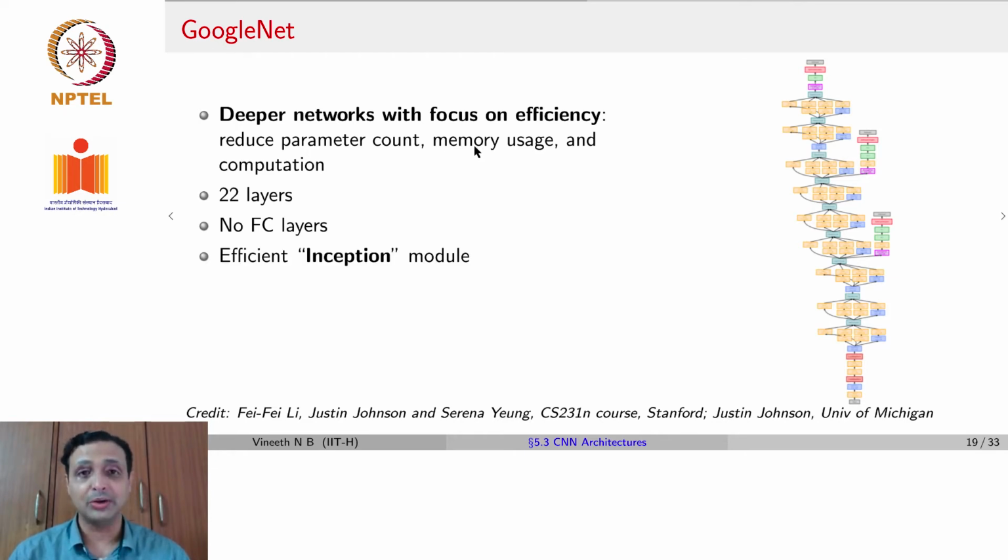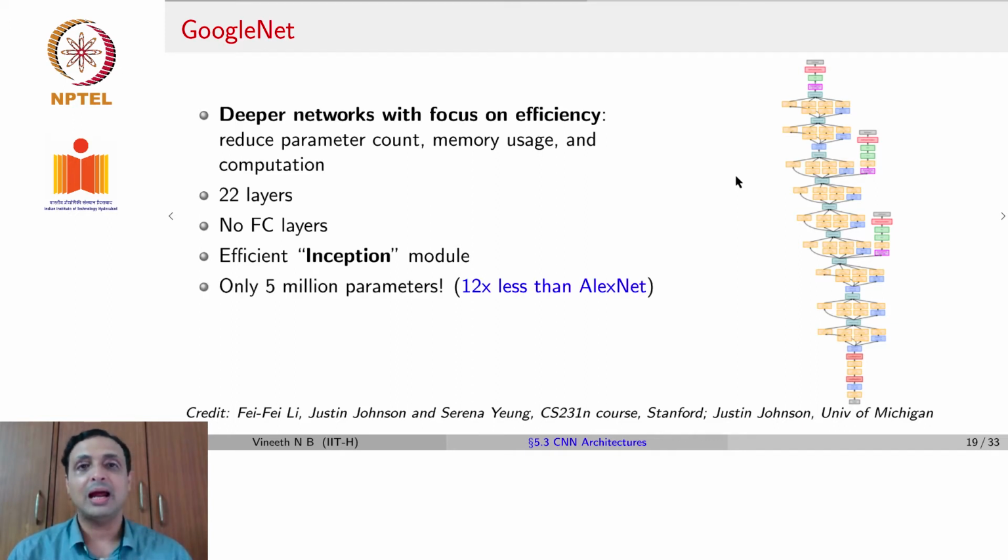And what else did they introduce? They introduced a module known as the Inception Module, which we'll describe in detail over the next few slides. Please don't worry if you're not able to see this figure carefully. We'll describe it in more detail over the next few slides. It had a total of 5 million parameters, which was 12x less than AlexNet and significantly lesser than VGG.